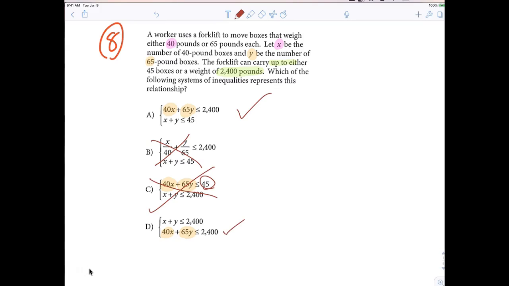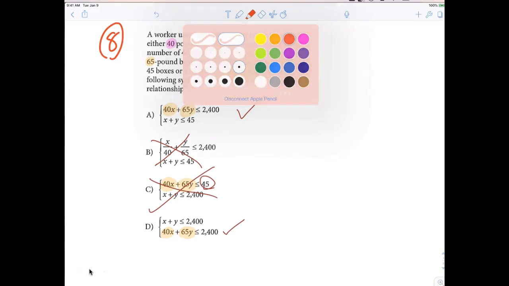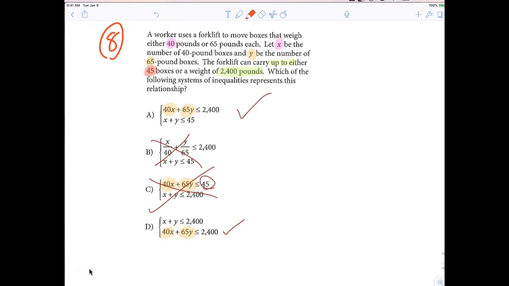Is D okay? Yes. Now, how many boxes can it handle? 45. Now, it can carry up to 45. So then it has to be what? Less than or equal to. So X plus Y has to be less than or equal to 45. So I know right off the bat that what? D is no good. So my answer, I really just don't think that's that hard. Right? Does everybody agree?